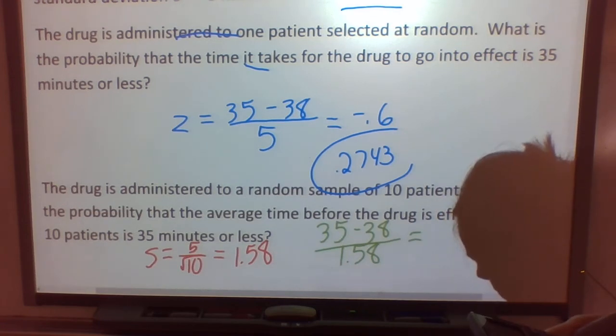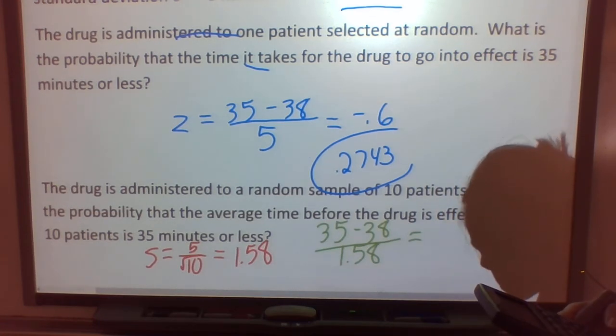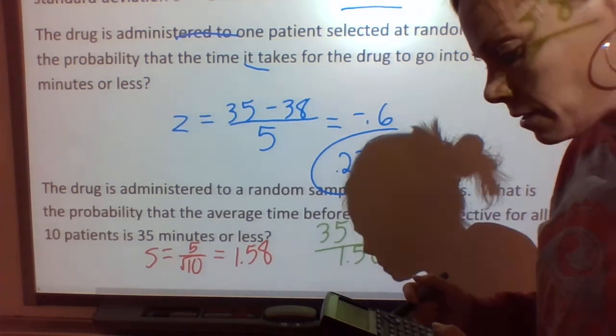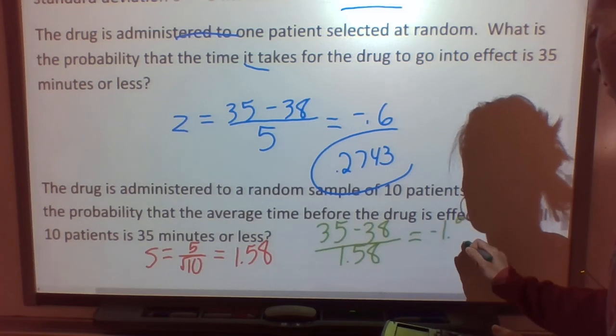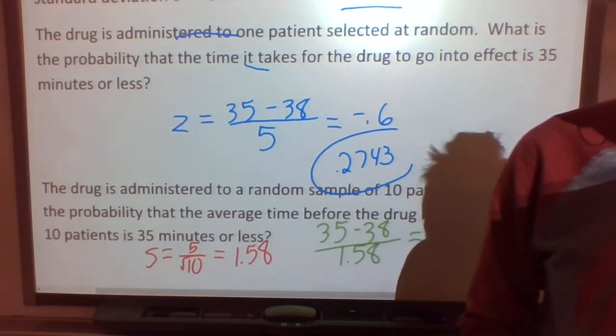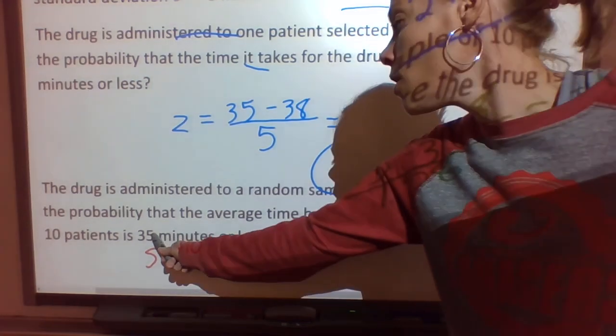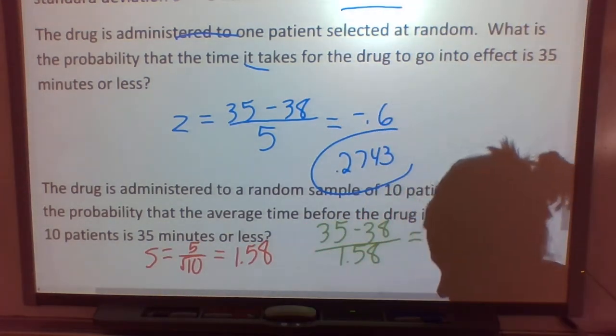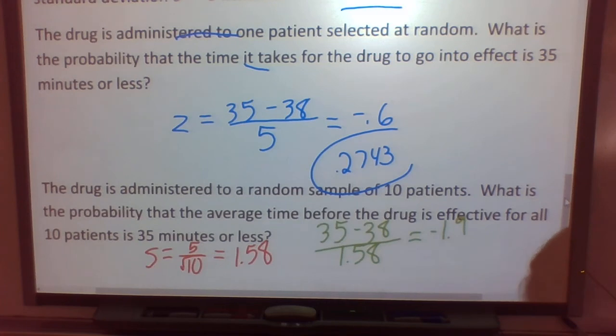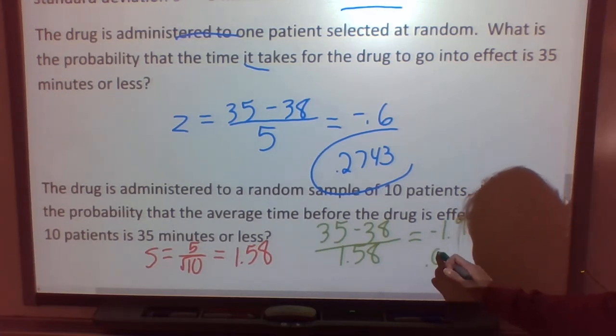So what's that? 35 minus 38 divided by 1.58, negative 1.9. Okay. Do I look up negative 1.9? Yes, because it's still 35 minutes or less. So if I look up negative 1.9, I get 0.0287.